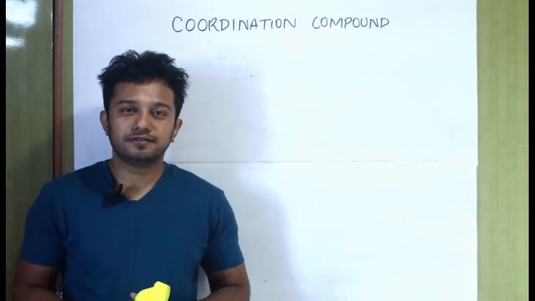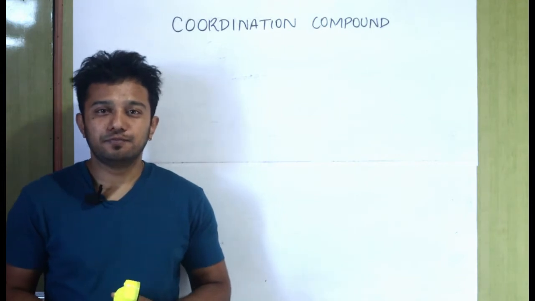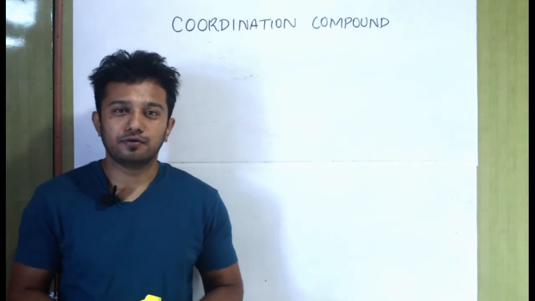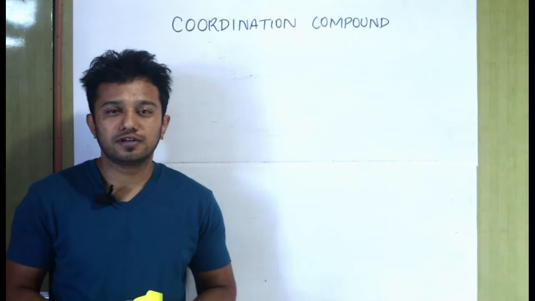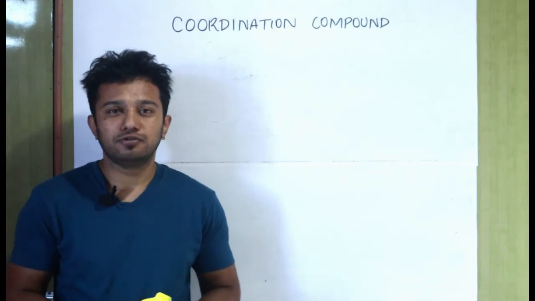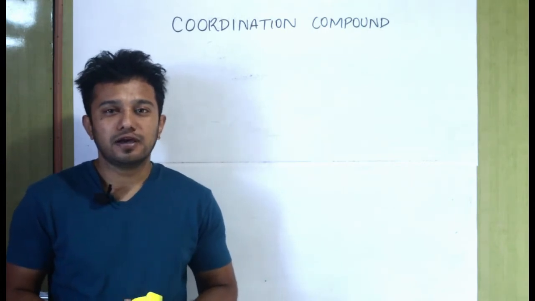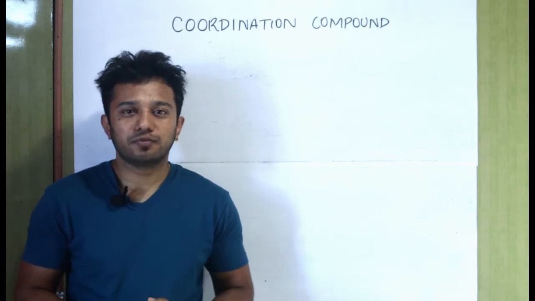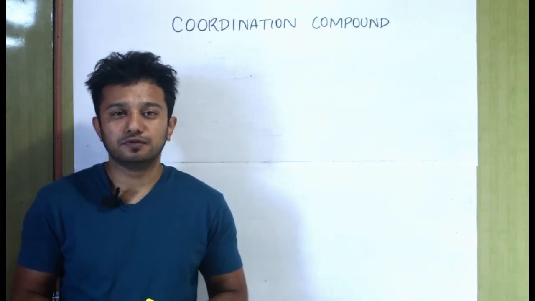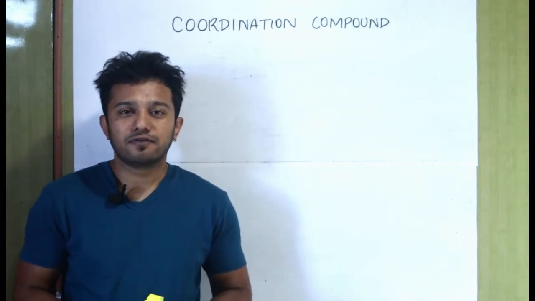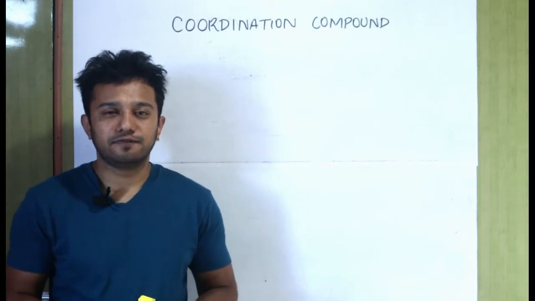Hello everyone. Today we shall continue part 3 of coordination compounds. So in part 1 we studied what coordination compounds are and different types of ligands, and in part 2 we studied the IUPAC nomenclature of coordination compounds. So today we shall learn valence bond theory and crystal field theory.